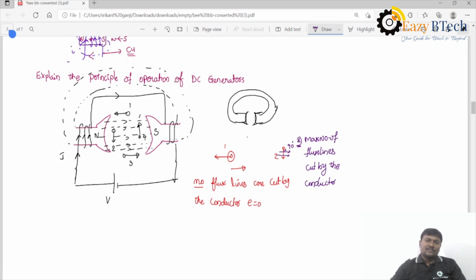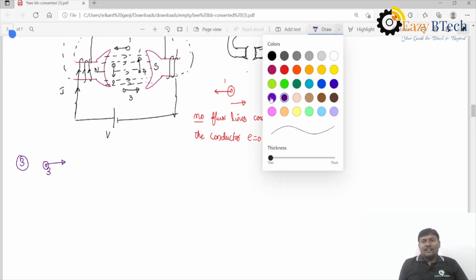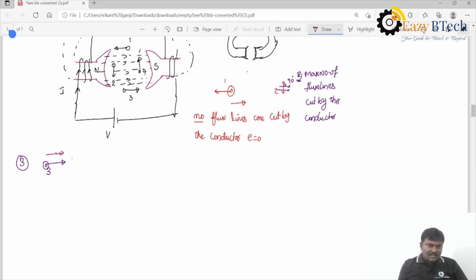And coming to the third position, the tangential force acting on the conductor is like this, from north pole to south pole. And here the magnetic flux lines are in this direction. This is the tangential force and these are the flux lines. There is no cutting action, and the induced EMF is 0.